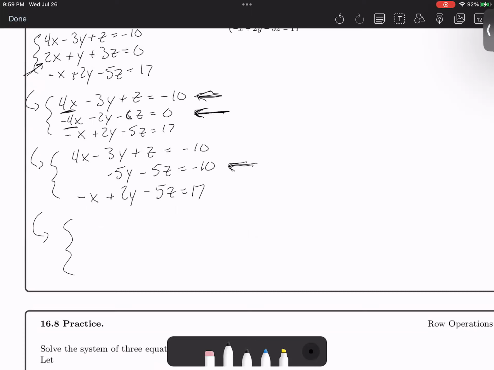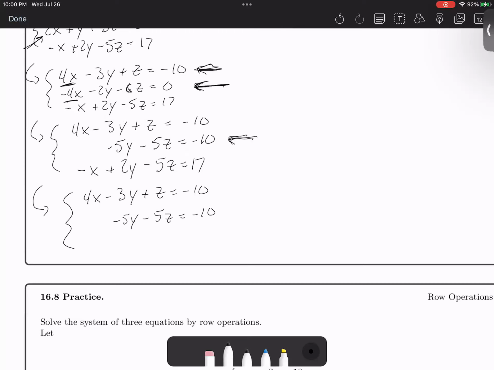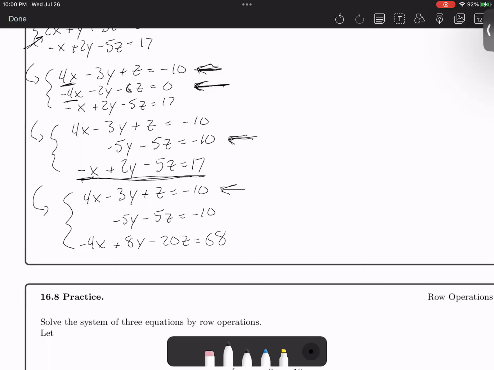Let's copy down that first equation. 4x minus 3y plus z is minus 10. Let's copy down the second equation. And that third equation, I know I'm going to add it to the first equation. So I want to give that x value a coefficient of minus 4. So let's multiply this third equation by 4. We get minus 4x plus 8y minus 20z. And then 17 times 4 gives us a 68. All right.